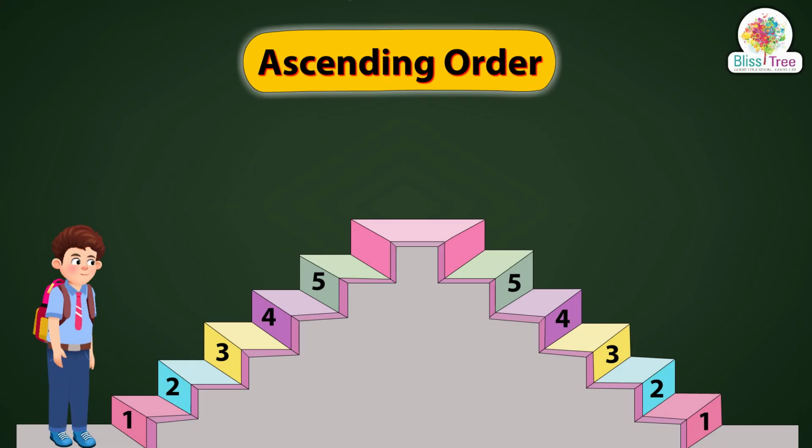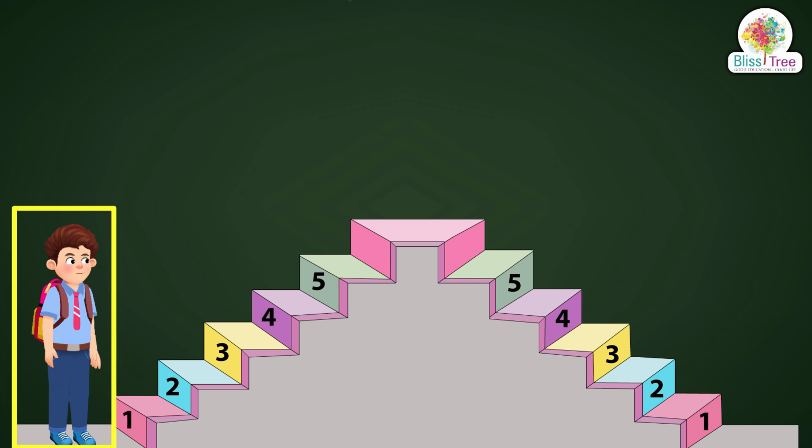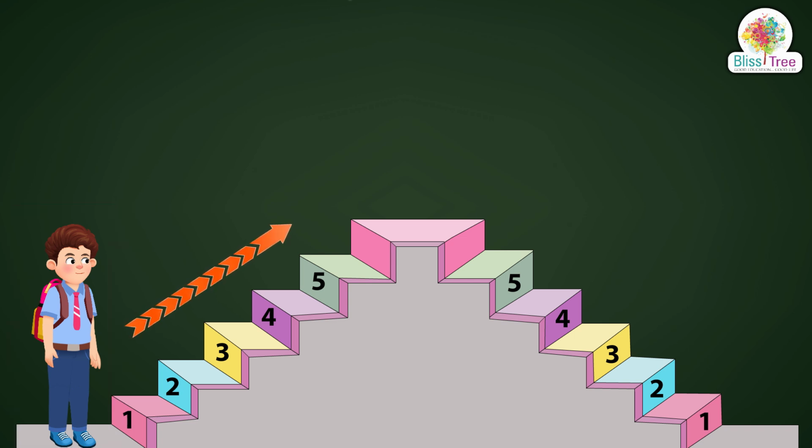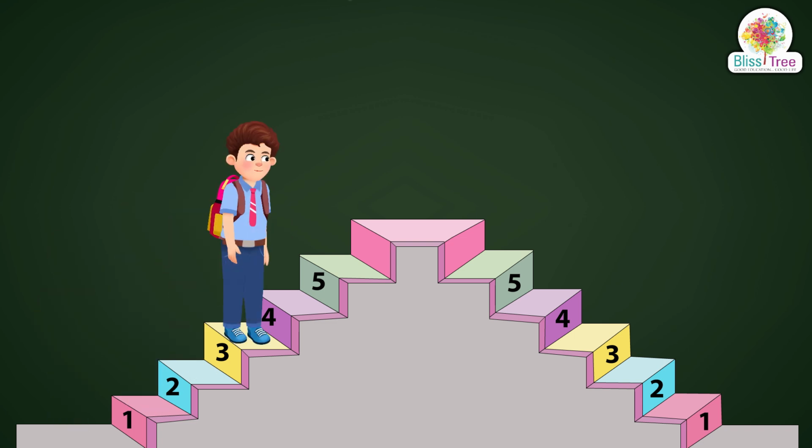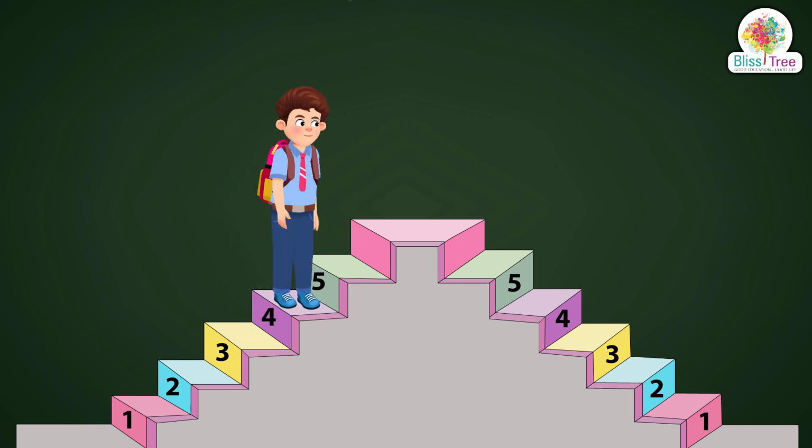Ascending order. Look at Ritvik. He climbs the stairs. He counts forwards from 1 to 5. 1, 2, 3, 4, 5.